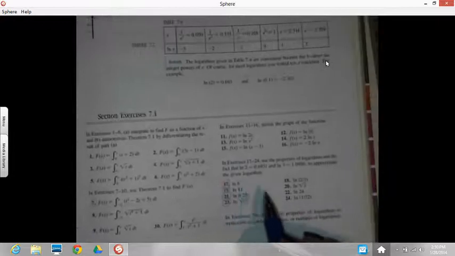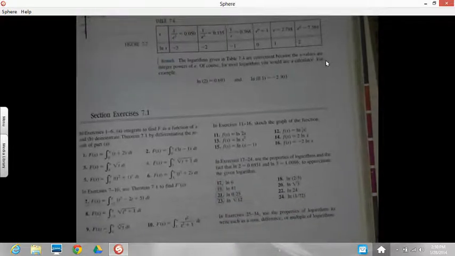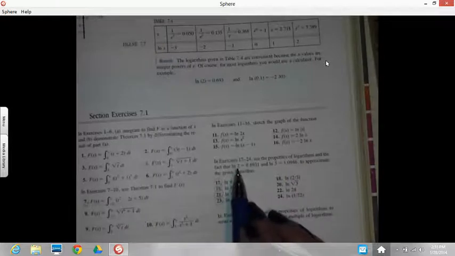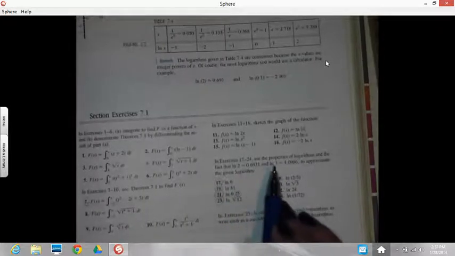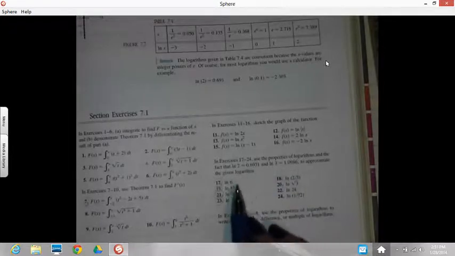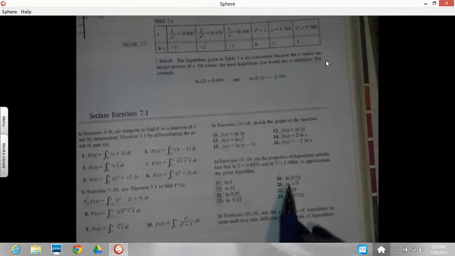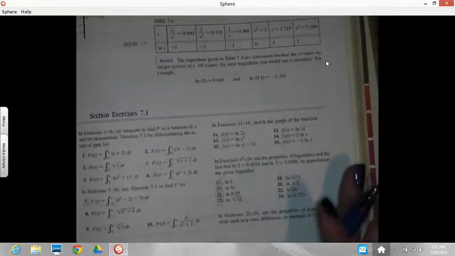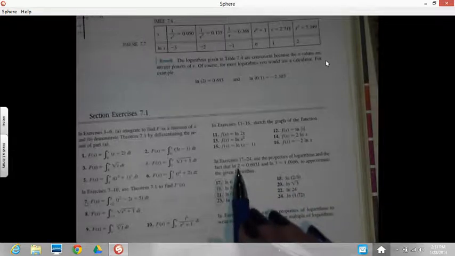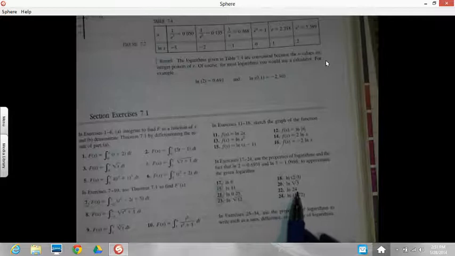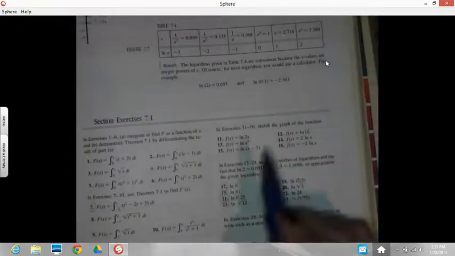We're going to skip the sketches. Right here, I want to do these ones in here. It says, use the properties of logarithms and the fact that the natural log of 2 equals 0.6931 and the natural log of 3 equals 1.0986 to approximate the given logarithm. So I'm going to do 2 of these to show you what's going on. So we're pretending we don't have a calculator here. The only 2 logs you know are the natural log of 2 and the natural log of 3. And they want us to evaluate, let's say, the natural log of 24, knowing only these 2 logs.